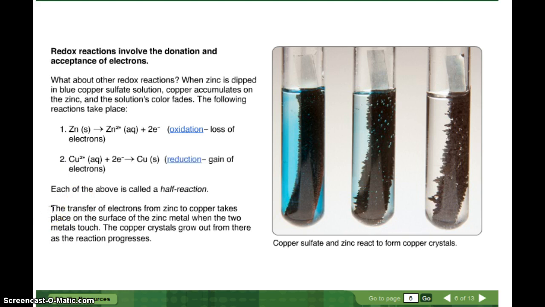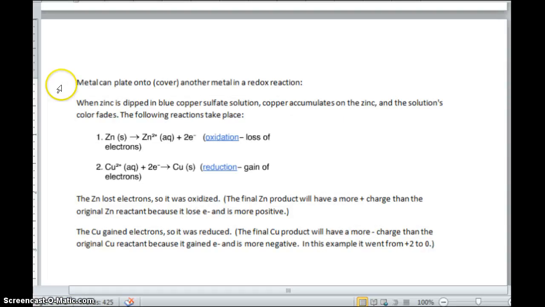The transfer of electrons from zinc to copper takes place on the surface of the zinc metal where the 2 metals touch. The copper crystals grow out from there as the reaction progresses. So I added to the notes: metal can plate onto or cover another metal in a redox reaction. When zinc is dipped in a blue copper sulfate solution, copper accumulates on the zinc and the solution's color fades. The following reactions take place.